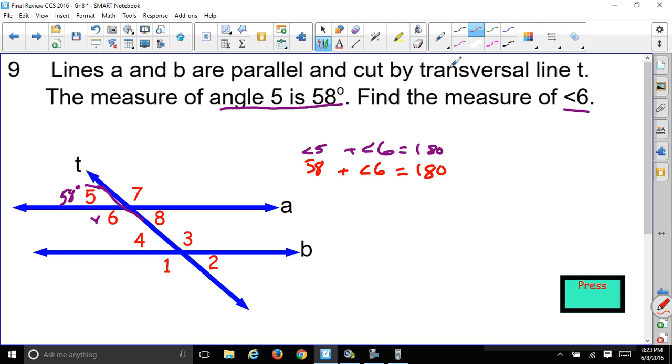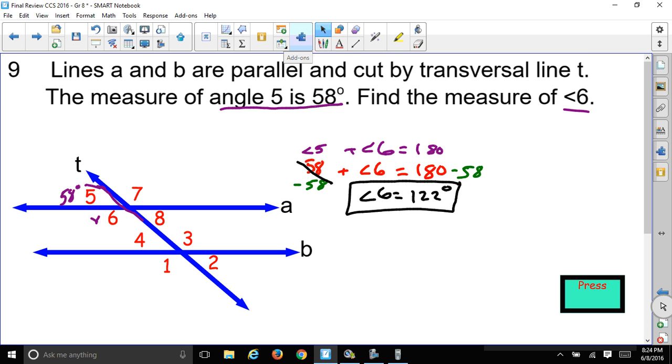So if I do a little bit of transposing here, minus 58 from both sides, the 58s will cancel out, leaving me with angle number 6 equals 180 minus 58. And I believe that is 122 degrees. So angle number 6 is 122 degrees. So there is our answer.